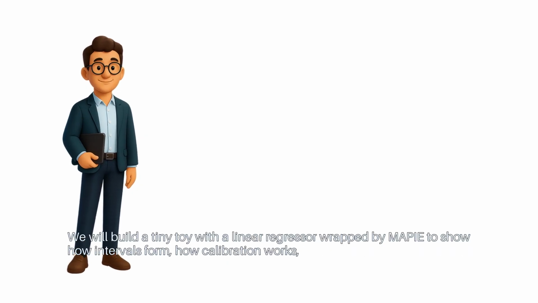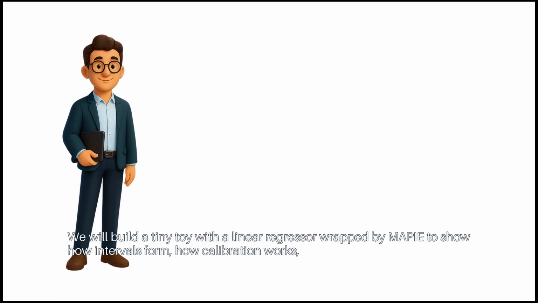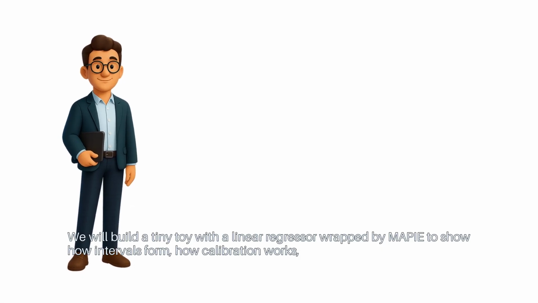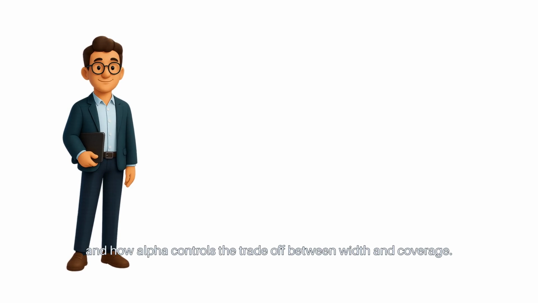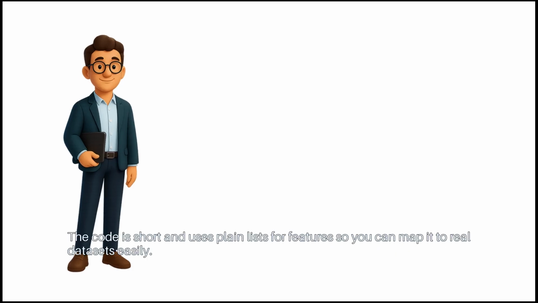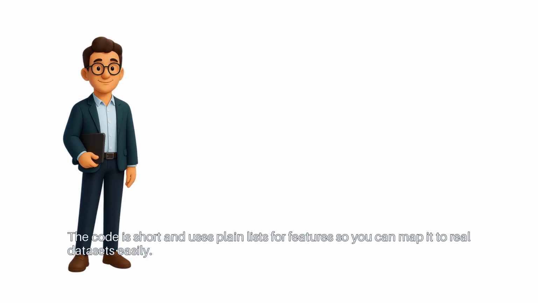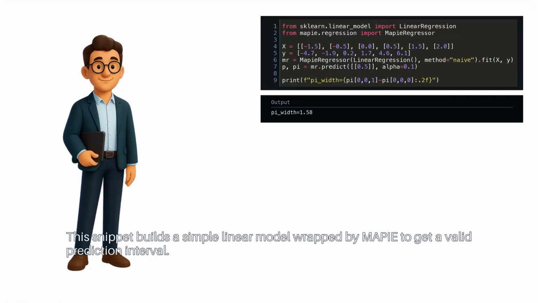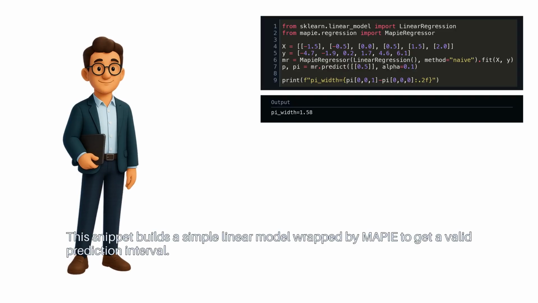We will build a tiny toy with a linear regressor wrapped by MAPIE to show how intervals form, how calibration works, and how alpha controls the trade-off between width and coverage. The code is short and uses plain lists for features so you can map it to real datasets easily. This snippet builds a simple linear model wrapped by MAPIE to get a valid prediction interval.